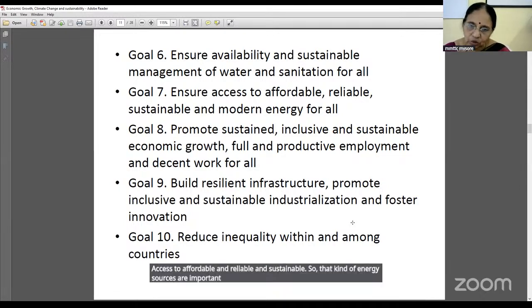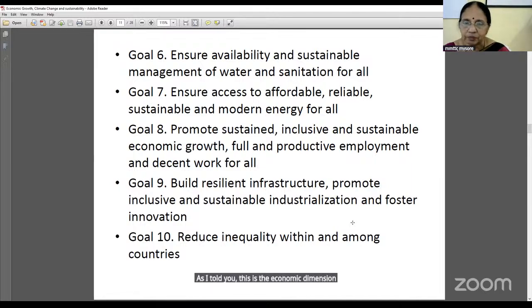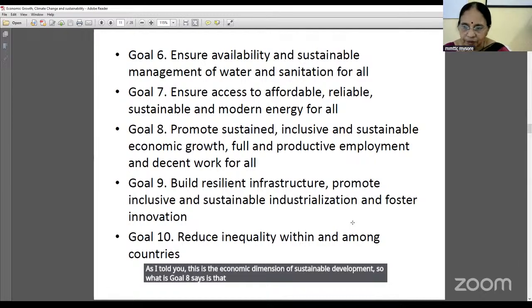And the eighth goal is promote sustained, inclusive, and sustainable economic growth. As I told you, this is the economic dimension of sustainable development. So what this goal 8 says is that the development should be inclusive and productive. How it can be attained is by promoting productive employment and decent work for all.